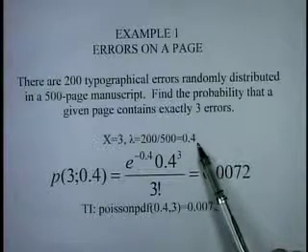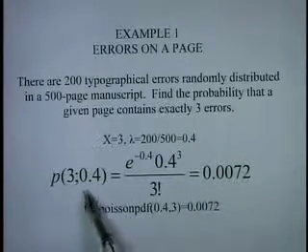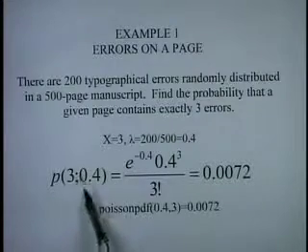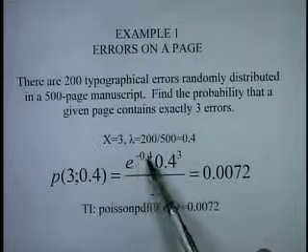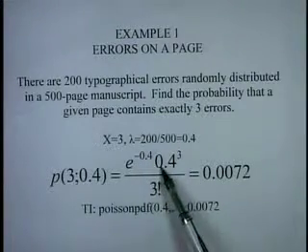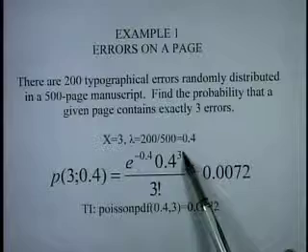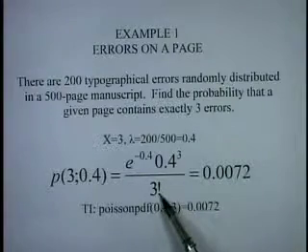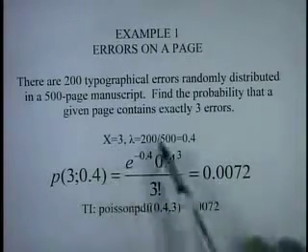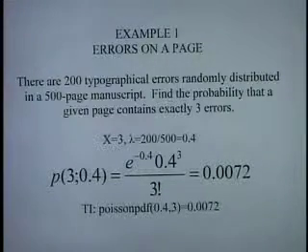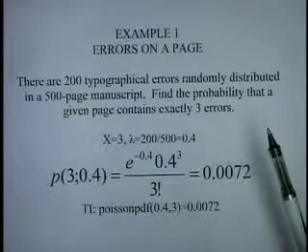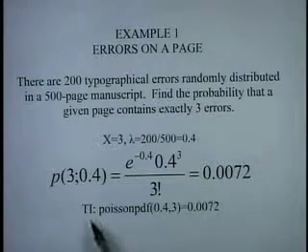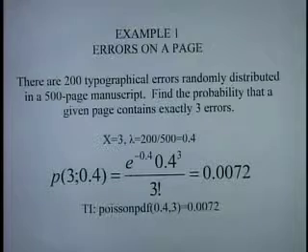So that's 0.4. When you write your formula, P of 3 semicolon 0.4, that means you put e to the negative 0.4, which is lambda, times 0.4 to the third power, divided by 3 factorial. You can plug all that in and you'll get 0.0072. The beauty of this distribution is that you can use your calculator to do it. It's all built in, and it comes from the Poisson PDF button, and I'll show you how that works.